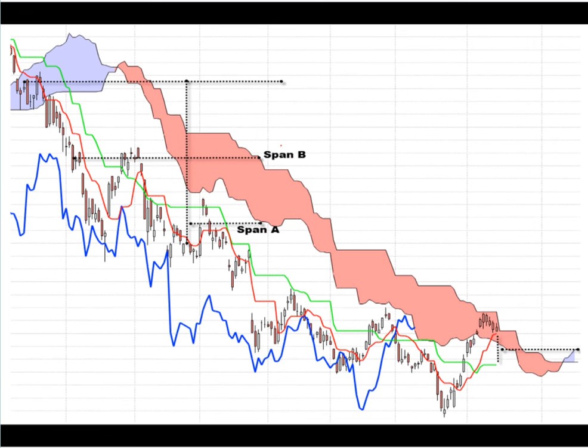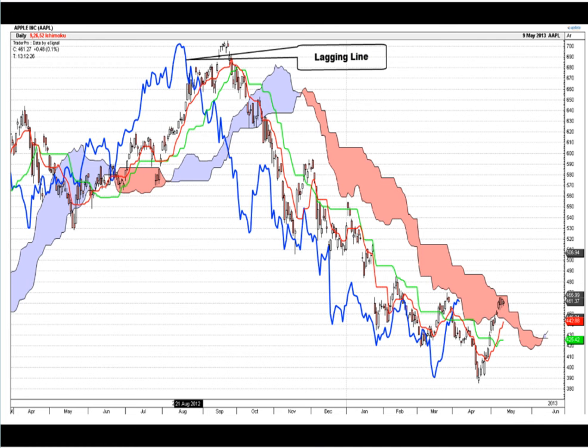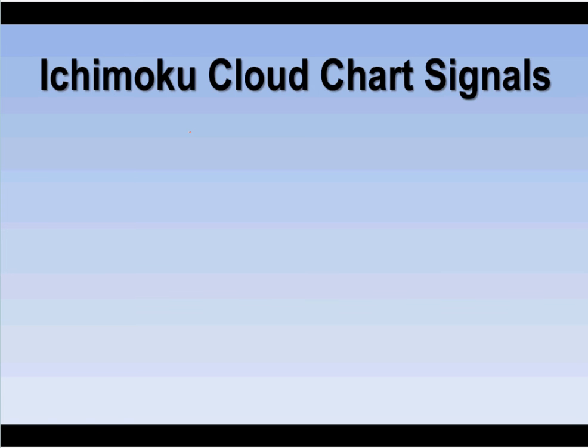The lagging line is super easy. The lagging line is the price line close shifted 26 bars in the past. So it looks like this. You're going to take the price action of today and put it in reverse 26 bars.